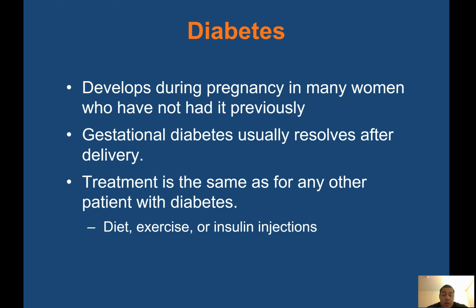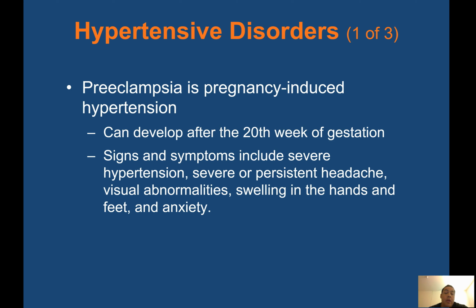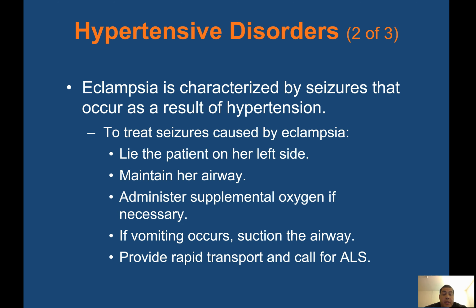This could lead into possible preeclampsia and eclampsia. So hypertensive disorders. Preeclampsia is a pregnancy-induced hypertension. It can develop after the 20th week of gestation. Signs and symptoms include severe hypertension, severe persistent headache, visual abnormalities, swelling in the hands and feet, and anxiety. Eclampsia is characterized by seizures that occur as a result of hypertension. To treat seizures caused by eclampsia, lie the patient on her left side, maintain her airway, and administer supplemental oxygen if necessary. If vomiting occurs, suction the airway, provide rapid transport, and call for ALS.